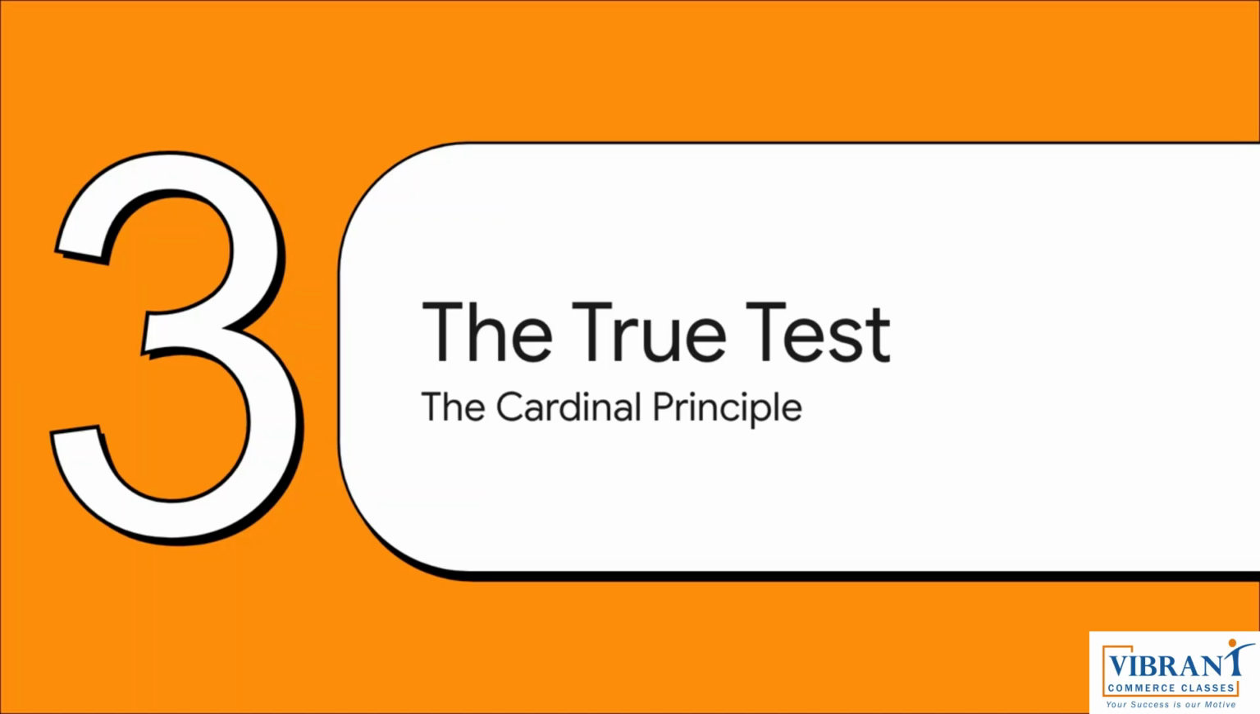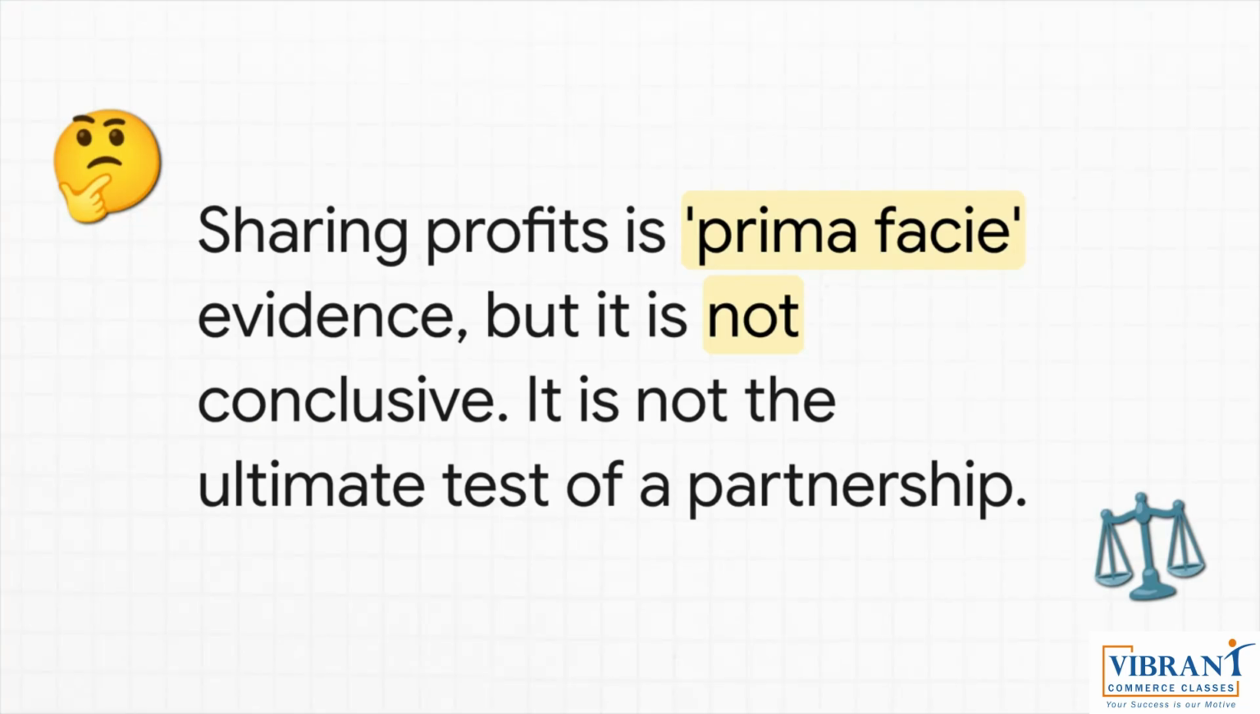So, of all those 5 pillars, one is what we call the cardinal principle. It's the ultimate test, the one that truly separates a partnership from any other kind of business arrangement. And this is a huge trap a lot of students fall into. You see people sharing profits, and you think, aha, partnership. But hold on. The law calls it prima facie evidence. That just means it looks like a partnership on the surface, but it's not the final conclusive proof.